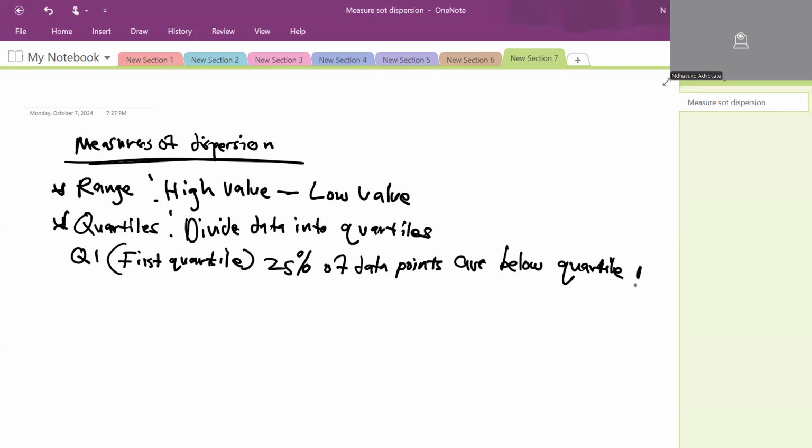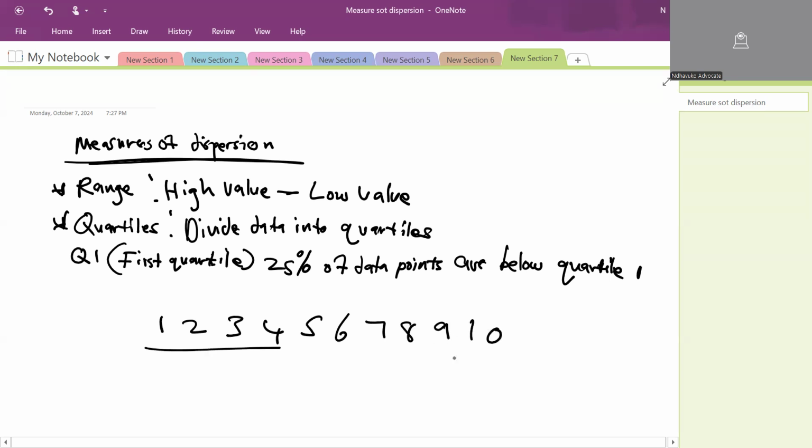Do you understand this? I will draw something here so that you can understand this. This is the data: 1, 2, 3, 4, 5, 6, 7, 8, 9, 10. You divide this into quartiles: 2, 4, 6, 8, 10. This is 10, not 1 and 0. So we only have 10 units here. You know that 50% is here, this is our 5.